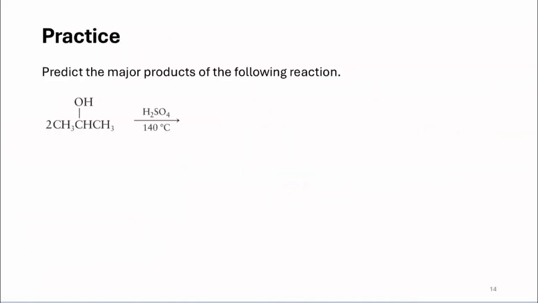Let's predict the product of the following reaction. Here we have 2-propanol as our alcohol. I'm going to rewrite our molecule in skeletal form. So 2-propanol has the following skeletal structure. And this value of 2 tells me that I'm going to combine 2 of them.